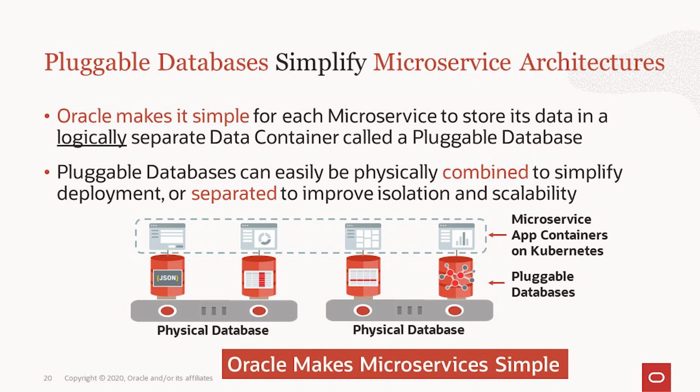So we can break them apart into separate physical databases, or put them together, and this allows us to improve isolation and scalability. In the example here, we have the microservices, which run inside app containers on Kubernetes, and each of the microservices runs using its own logical pluggable database, which then can be combined or separated into separate physical databases. So this helps make microservices much simpler.